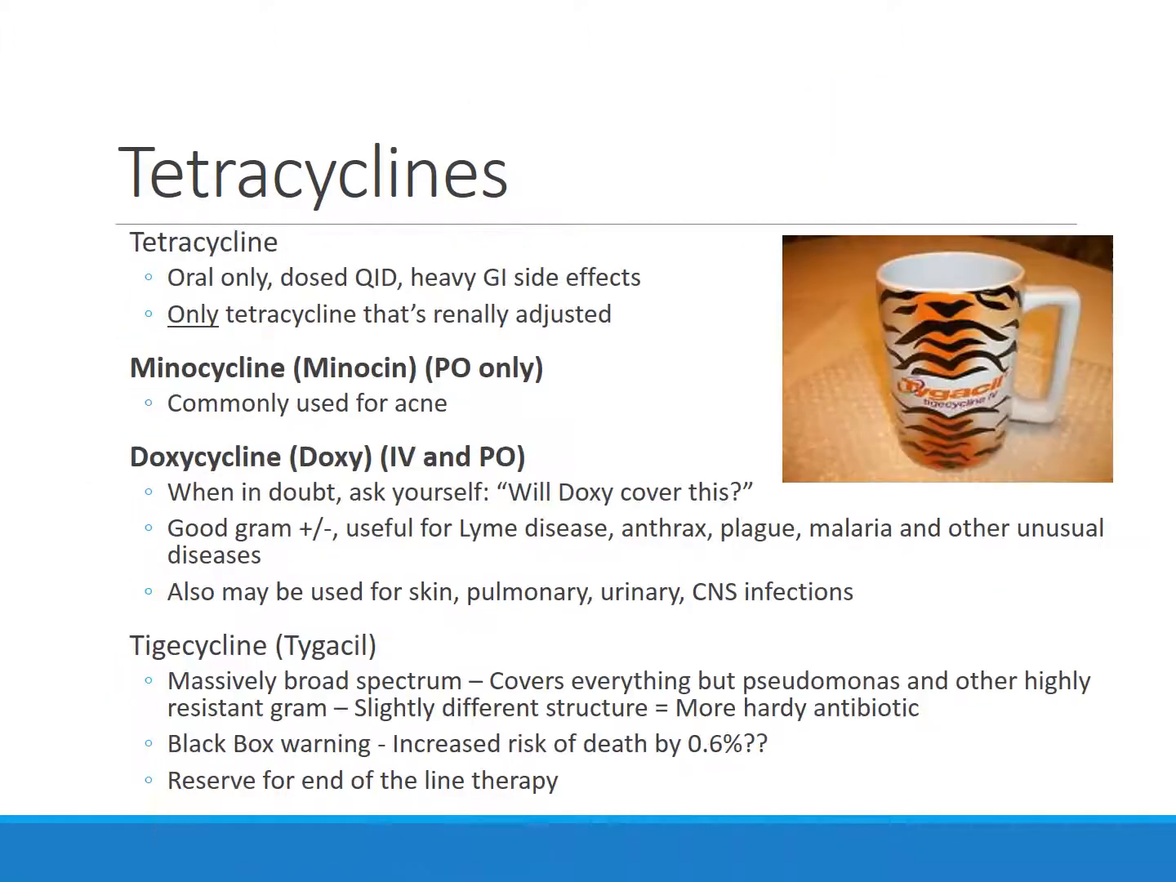I put on this slide, yep, atypical bacteria. They cover atypicals, which is a big area of bacteria we want to cover when treating community-acquired pneumonia. Also covers Streptococcus pneumoniae, which is the other big component of community-acquired pneumonia treatment.